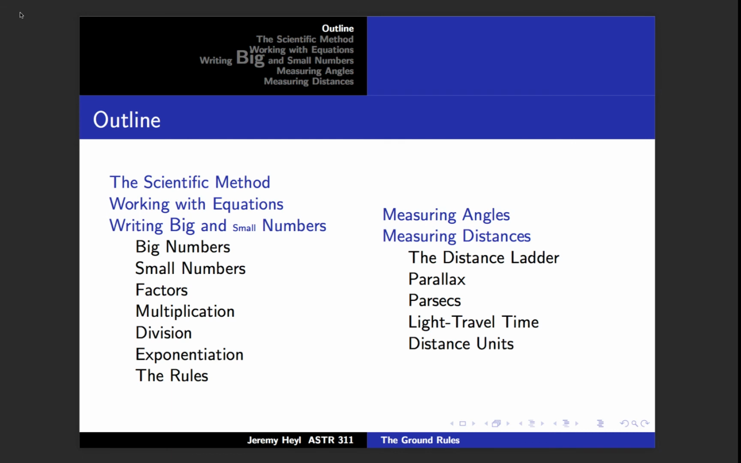And the next thing I'll talk about is measuring angles. So we're stuck on the surface of the Earth, right, more or less. So to measure distances, we can't take a yardstick and run it out to a star. But there's other things we can do. We can measure distances like a surveyor measures distances on Earth.